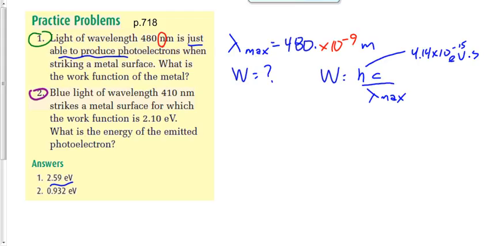Number 2, is that okay then? Okay, number 2, blue light of wavelength 410 nanometers strikes a metal surface. Here's the work function. What's the energy of the emitted photoelectron? All right, I'm glad we did both of these questions. I'm glad that you guys asked me for both of them because I want to distinguish between the two of them here. Now we have a photon that is a wavelength of 410 nanometers.